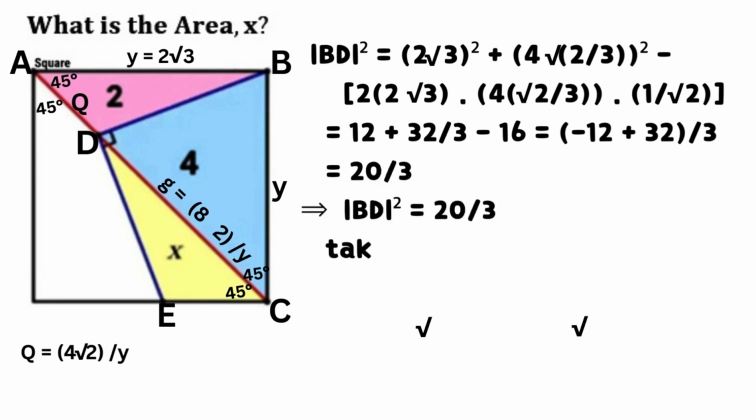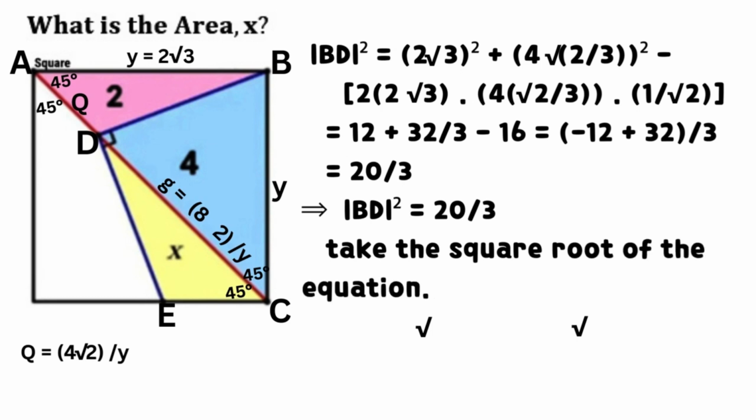Take the square root of the equation. We have obtained that line BD equals the square root of 20 divided by 3, which equals the product of 2 and the square root of 5 divided by 3.